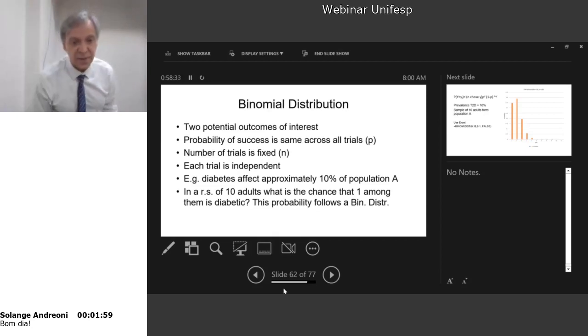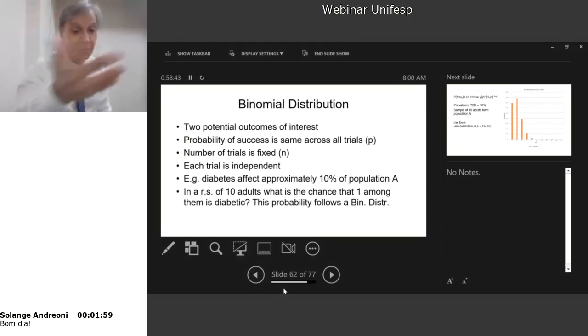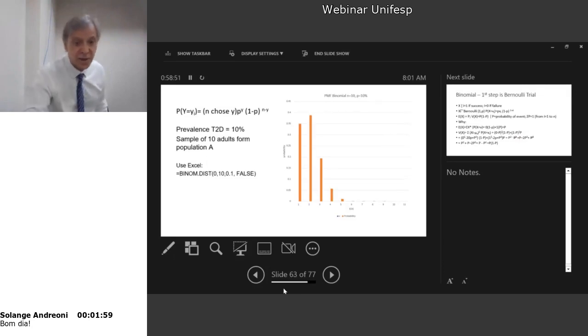I'm not going to bother with that; take a look into it. So in a random sample of 10 adults, what's the chance that 1 among them is diabetic, if P in the population is 10%? If I sample 10 people randomly, what's the chance of getting 1 diabetic? So the probability follows the binomial.